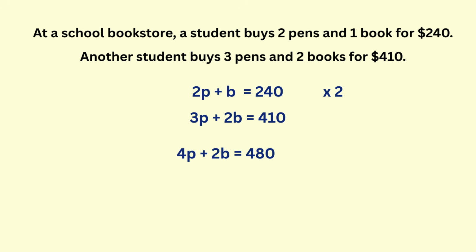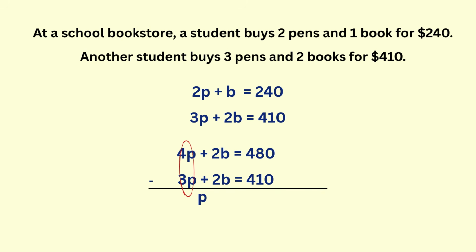If we multiply the top equation by 2, each term will be doubled to get 4P plus 2B equals 480. So this new equation now has 2 books, just like equation 2, which we'll bring forward to pair with it. We can now subtract this new pair of equations from each other, so it's the terms above minus the terms below. So 4P minus 3P leaves us with 1P, which is just P. 2B minus 2B leaves us with 0, so we just leave it blank. And on the right, 480 minus 410 equals 70, which means that 1 pen costs $70 as we found earlier.